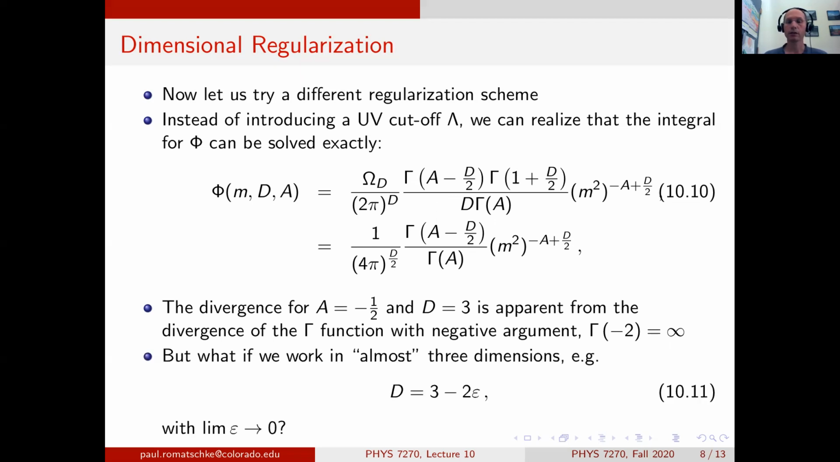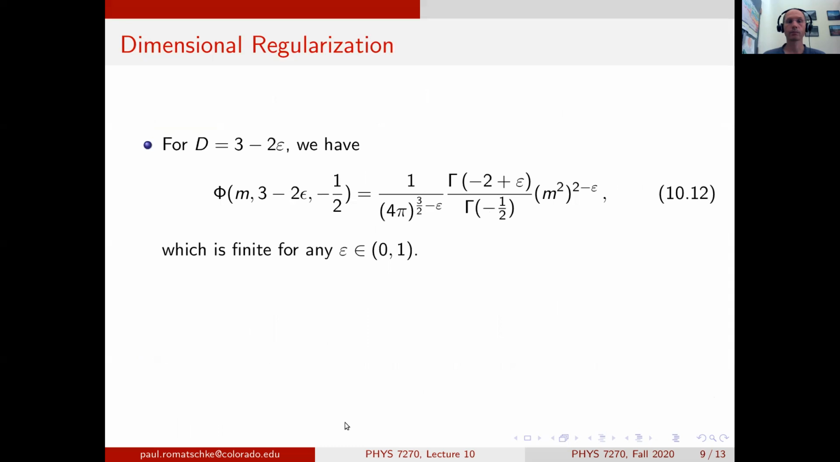The trick that we want to use now is that we work in almost, but not exactly, 3 dimensions. So we put d not equal to 3, but we put it equal to 3 minus a little bit, and we quantify a little bit as epsilon, where epsilon here in the end should be taken to 0. If you plug in the spatial dimensions to be 3 minus 2 epsilon, the result for the function phi takes the following form here. And we find that this result here is finite as long as epsilon is not 0 and doesn't get larger than 1.